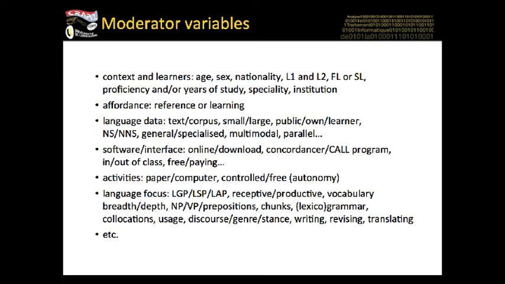Age, maybe the people who do best with data-driven learning are people who are in their 20s. Or maybe it's teenagers. We want to know. Maybe women are better than men. Maybe it's a question of nationality as an indication of culture. Maybe it's more appropriate in Asian cultures than European cultures, or vice versa. Maybe it's a question of the L1 or the L2, foreign or second language. Proficiency, maybe it's only appropriate for advanced learners. Maybe it's best for engineering students compared to humanities students.